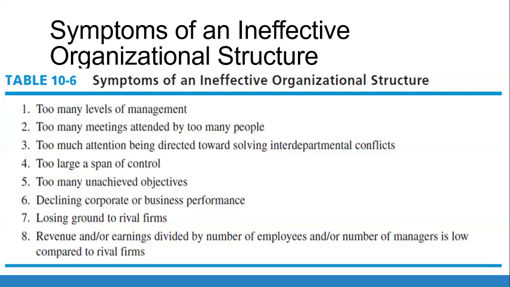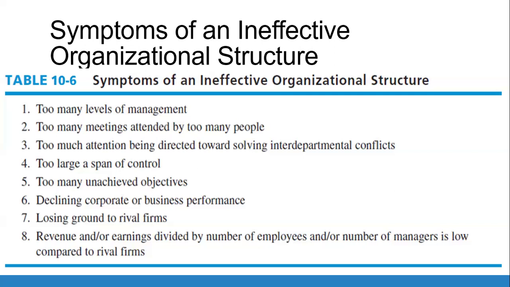The third symptom of an ineffective organizational structure is when too much attention is being directed towards solving interdepartmental conflicts. Whenever there are recurring interdepartmental conflicts, it suggests that the way the organization has been structured is not allowing the departments to collaborate. Rather, they become more competitive and confrontational, which requires attention in order to redesign the organization to make the functioning of the departments mutually supportive.